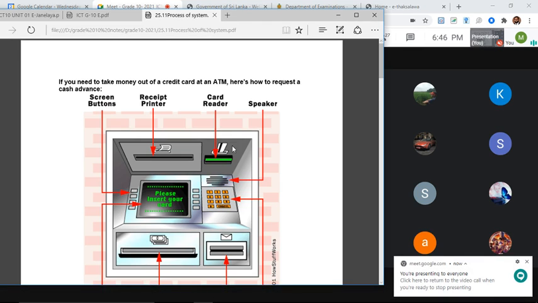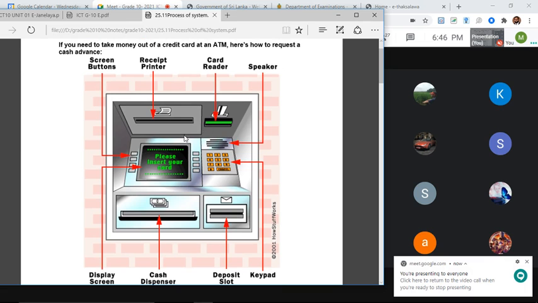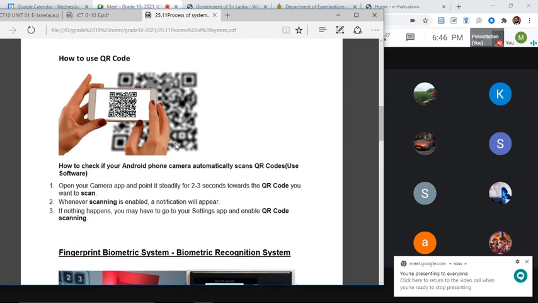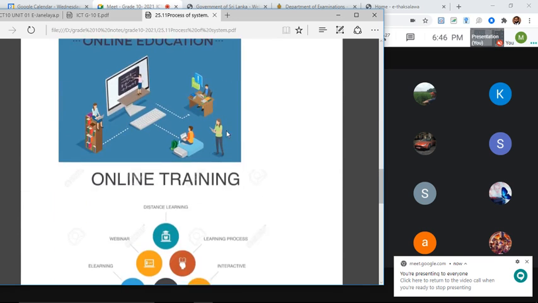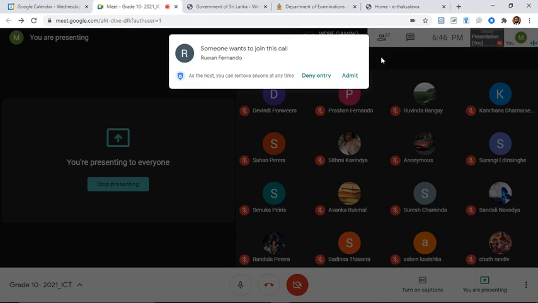Okay, last week we discussed the ATM machine. I asked you to go through these things and become familiar with the words, right? And these things I have given, and the QR code, how to use that, and the fingerprint scanner, how to use that. And last I asked you to go through this online training stuff, right?